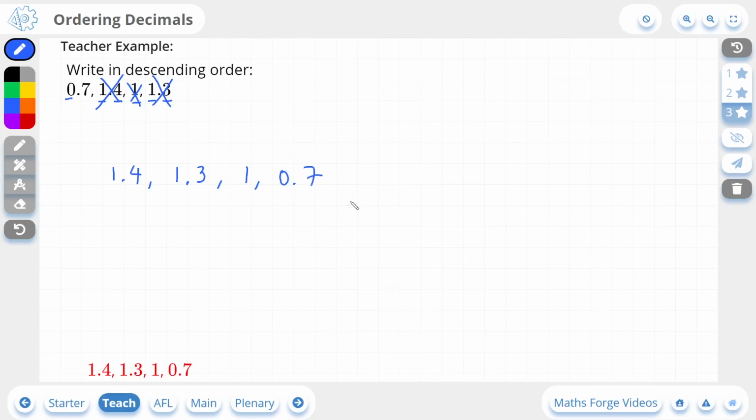So that's it for ordering decimals. Just be careful about which columns you're dealing with. If you have a number that has a hundreds column and another number that has a tens column, then by default, the number in the hundreds column must be larger than the number in the tens column.